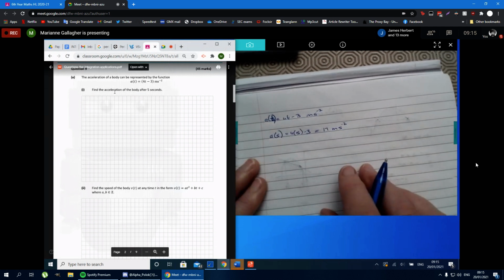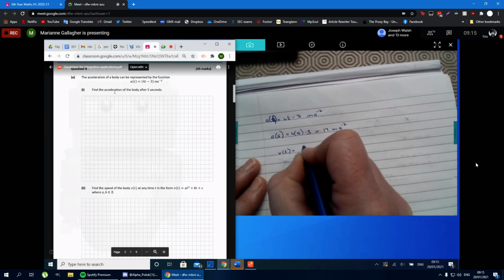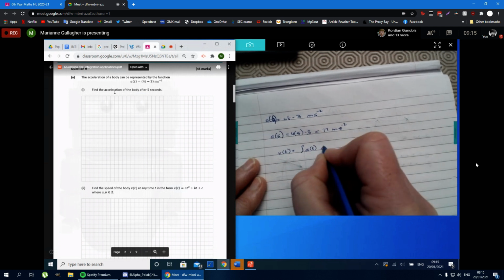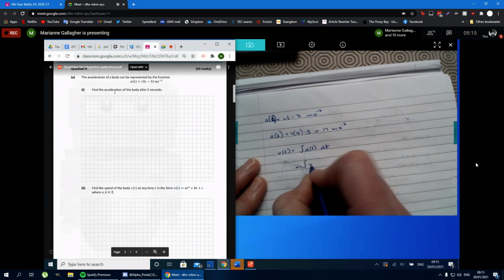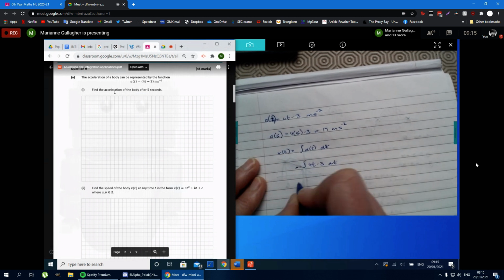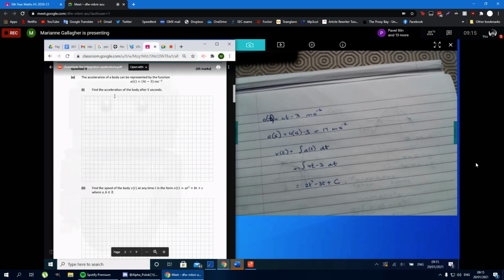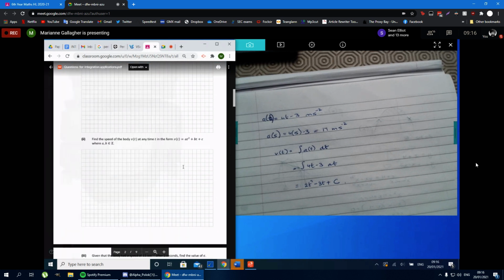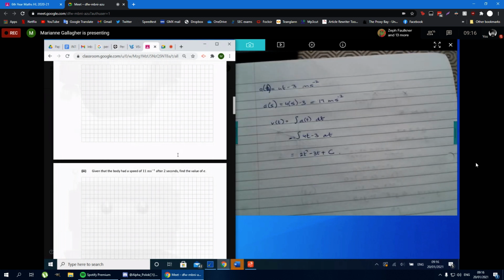5 marks for that. Find the speed, v of t. So v of t is just the integral of a of t, and just remember the t just means it's a function of t. That's the integral of 4t minus 3, and that's 4t squared over 2, which is 2t squared minus 3t plus some constant. And that's your next part. If you look, it's in the form at squared plus bt plus c. So a is equal to 2, b is negative 3, and c is still c. So far, we don't have enough information to find c.